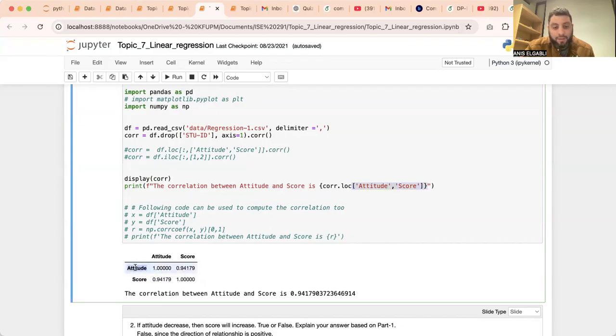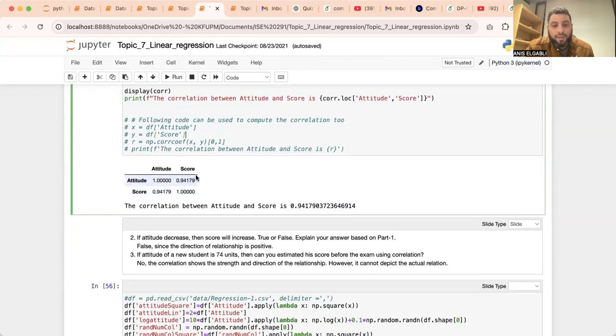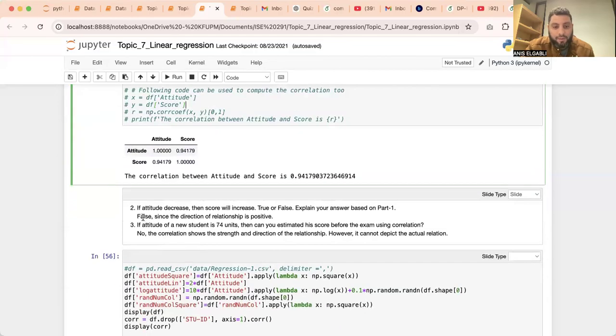So in row Y is defined by attitude and column defined by score. So we are printing out this one. Okay, so there is a strong correlation between attitude and score, and it's a positive correlation. So when attitude increases, score increases. So we answered these questions. Okay, so then the second one, the answer would be false, because actually the direction is positive, not negative.